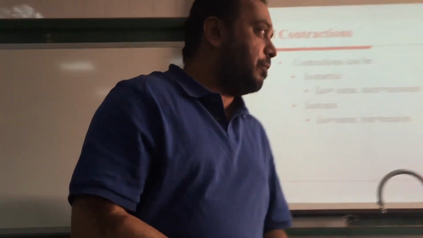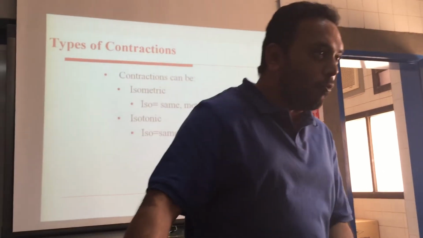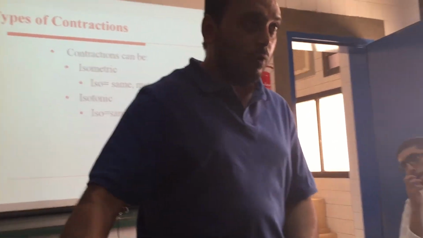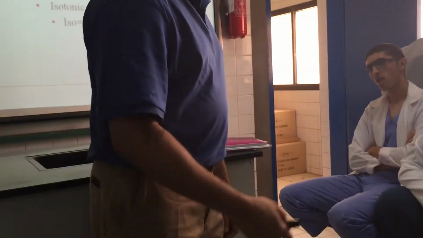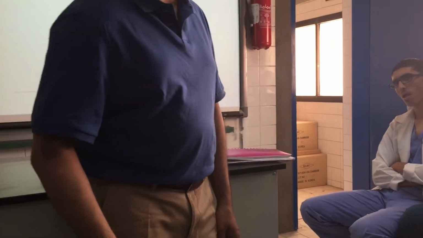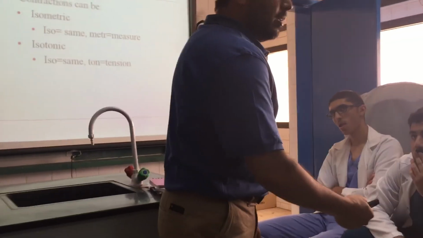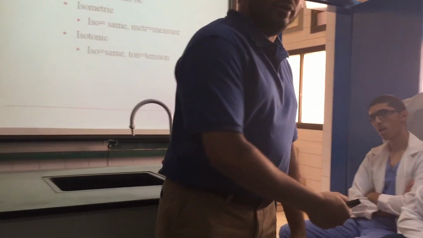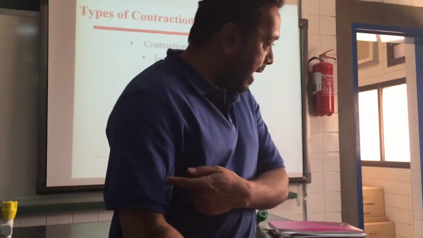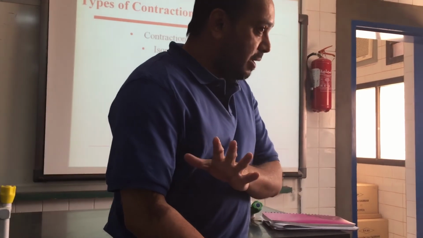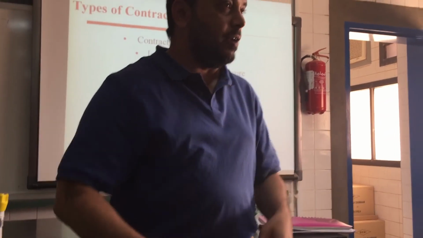Now, if I am lifting a heavy weight, for example, a bucket full of water, I lift it up and now I am carrying it. When I am lifting up, it is isotonic contraction. When I am carrying it, it is isometric contraction. Why isometric? Because the muscle is in contraction already, the length has changed, but it is not changing further.